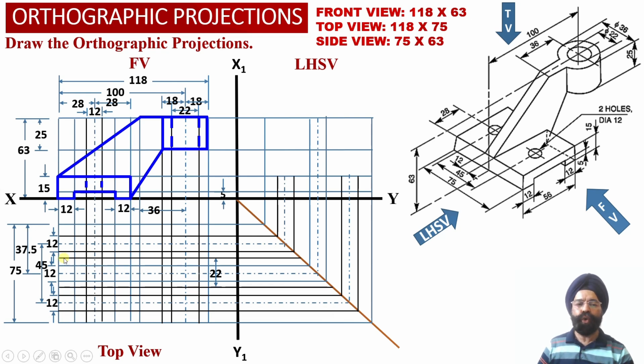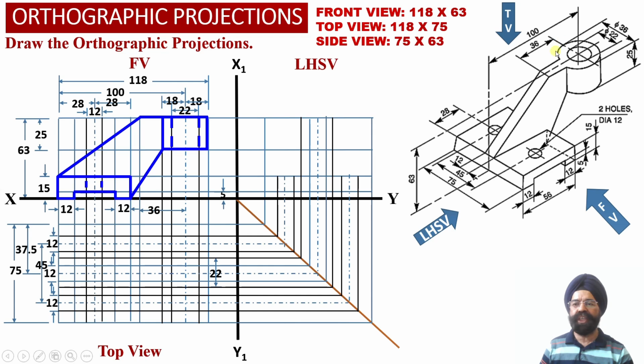So now, two black horizontal projector lines corresponding to the inner portion of the hollow cylinder have been appropriately obtained into the top view projections, and these two black projector lines have been appropriately transferred into the left hand side view projections up to the top surface of the solid using this transfer line over here.